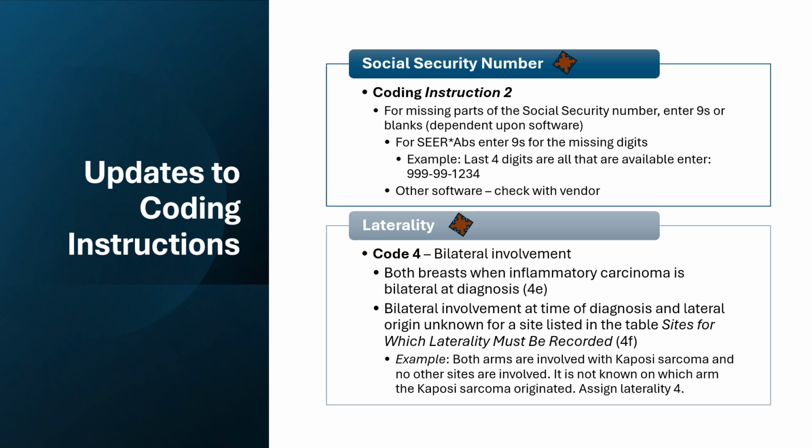The example here is both arms are involved with Kaposi sarcoma and no other sites are involved, and it's unknown which arm the Kaposi sarcoma originated. We would assign the laterality to 4, bilateral involvement.